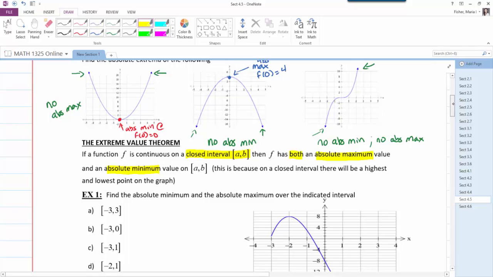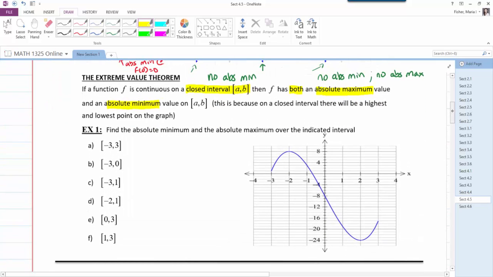Let's go ahead and take a look at example 1. Example 1 says, find the absolute minimum and the absolute maximum over the indicated interval using this graph. The first thing I want to do is find the absolute max and the absolute min from -3 to +3. Do I have an absolute max? I sure do. My absolute max is at this point, which is at the point f of -2 equals 8. So I have an absolute max at f of -2 equals 8.